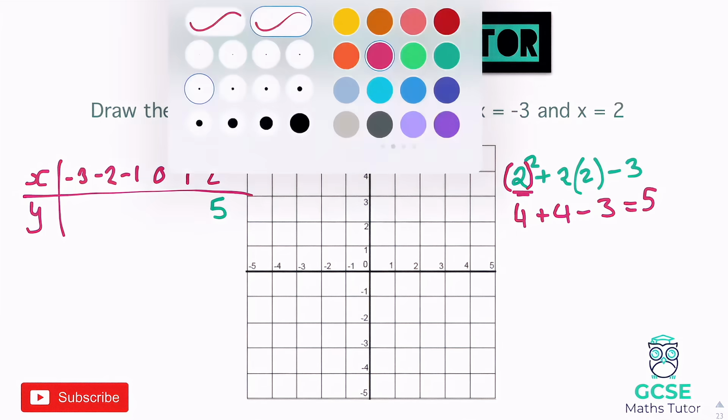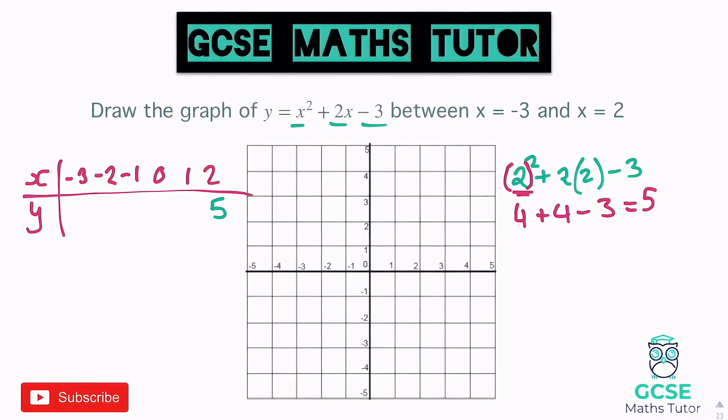Let's have a look. So 1 squared is 1, add 2 is 3, take away 3 is 0. 0 squared is 0, add 0 is still 0, take away 3 is -3. And here's where we need to be careful. So the first one here is -1. So if I'm going to do this on a calculator, I'll write my working out down. (-1) squared, add 2 lots of -1, and then take away 3.